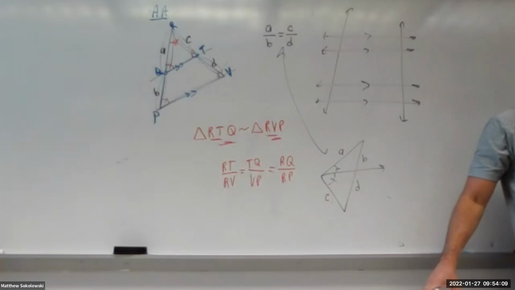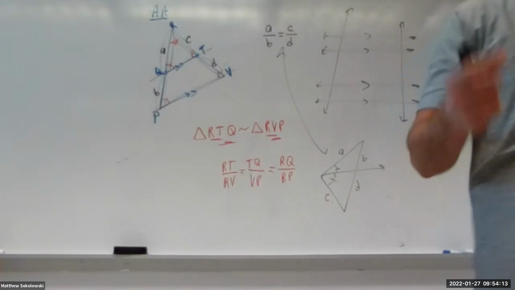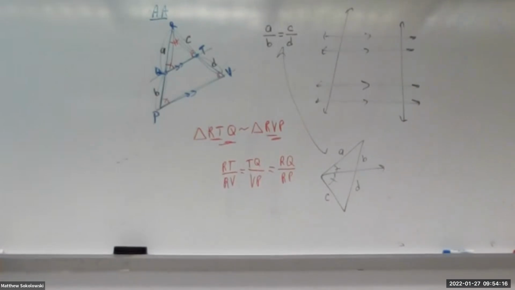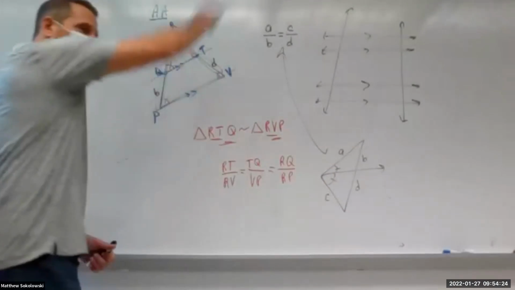What's the next one? Should we look at it now? What's another way to prove triangles similar? Angle, side, angle, and side, side, side. So side, angle, side, or side, side, side. All right, you ready for side, side, side? Can I erase?